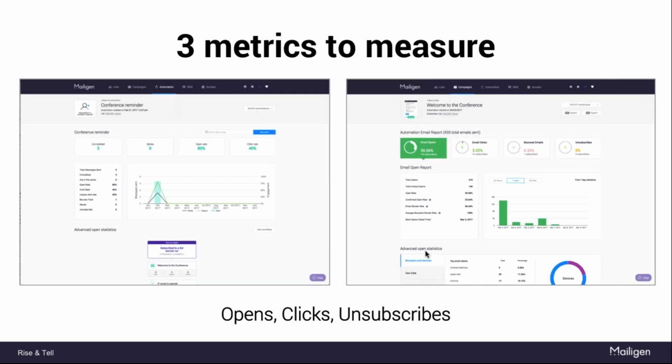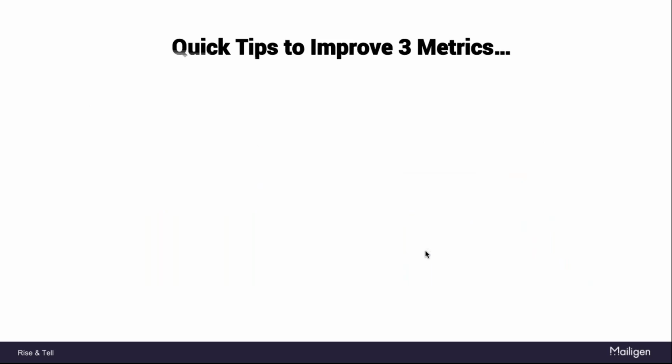And when we review the results, there are three metrics to measure that I think are the most important. One is opens, clicks, and unsubscribes. So I have a couple of ideas how to improve each of them if you see bad results. The first one is opens. A quick trick is to change the subject line and/or sender name of the same email.